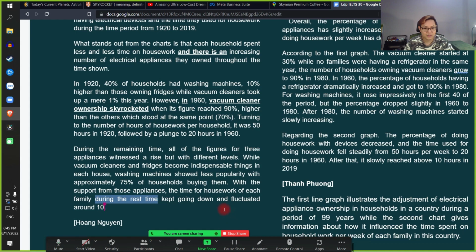Kept going down and fluctuated at around 10. 10 what? It's 10 hours. Mình phải nói rõ ra là 10 hours ở đây. Okay.